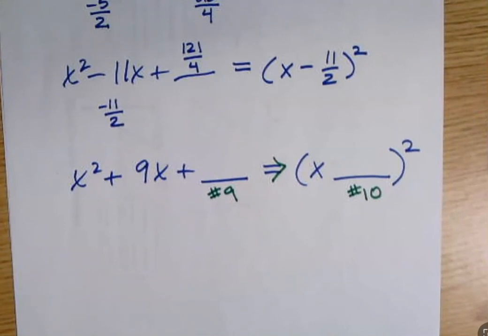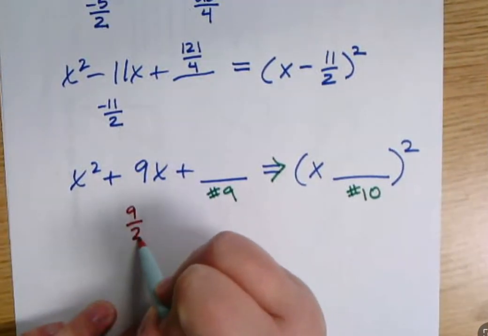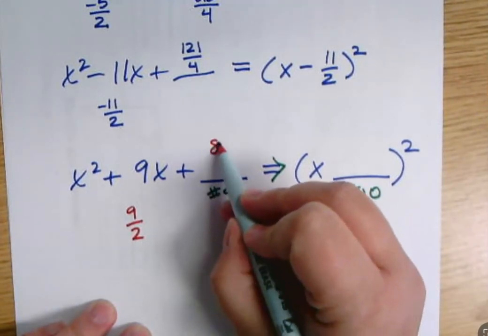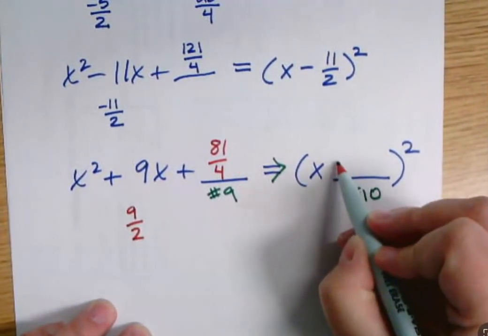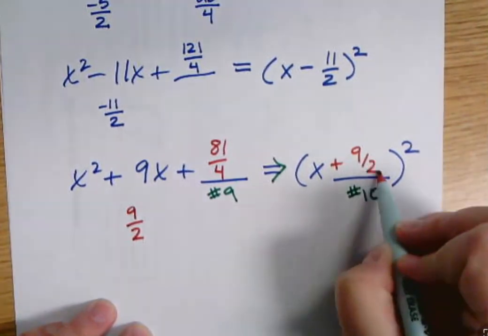Hopefully you've already tried it. Let's go ahead and do this. Half of b means 9 over 2. Square that, I get 81 over 4. And this becomes plus 9 over 2.